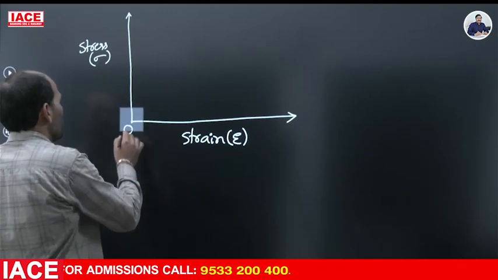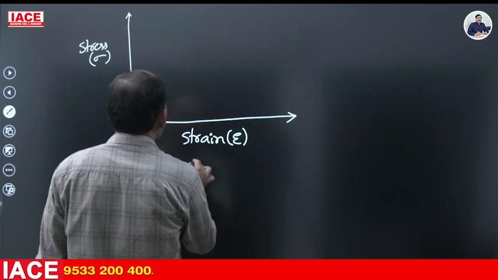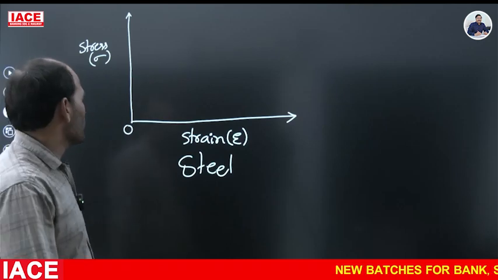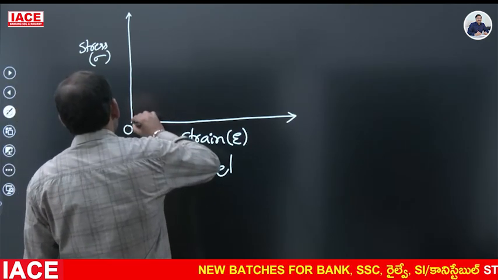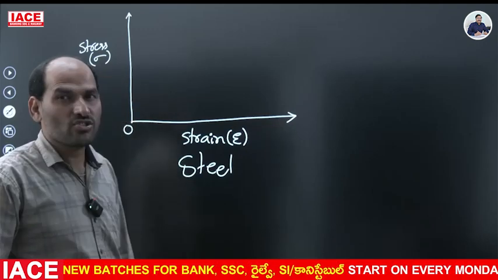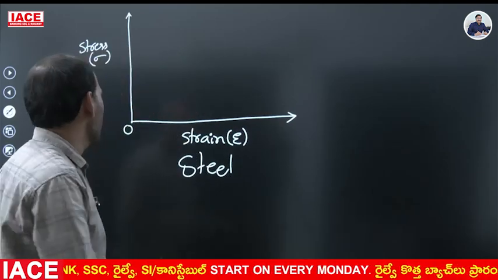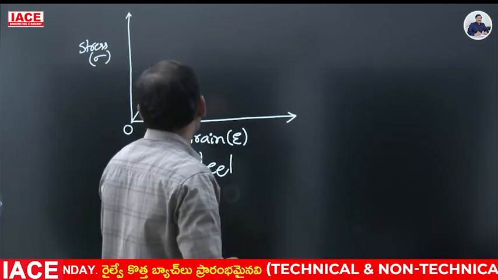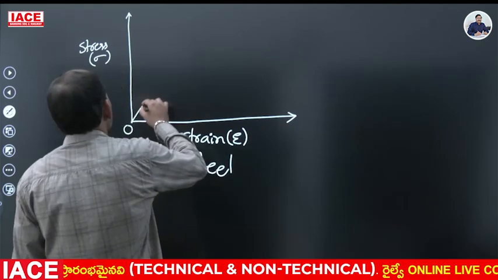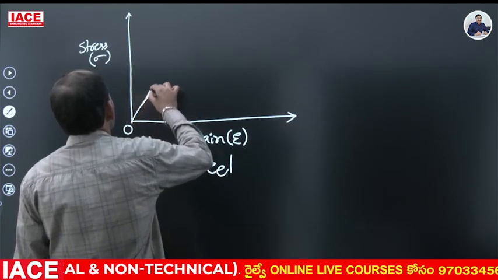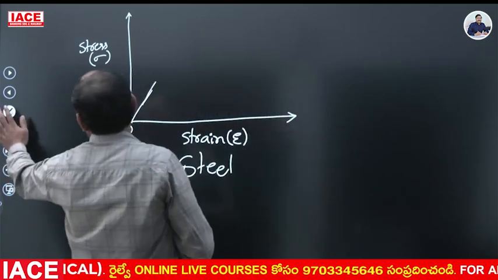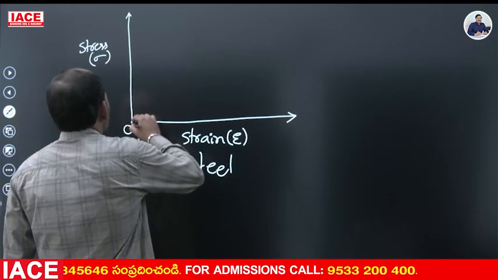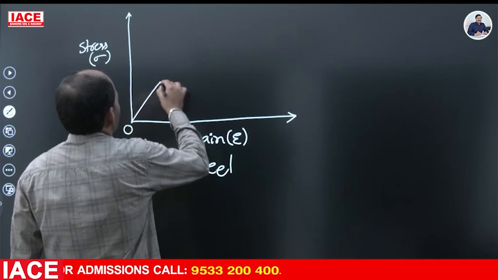From the origin, if you take the steel reinforcement, then up to the proportionality limit the stress is directly proportional to strain. That means it is linear. The steel is linear. Then it is curved.